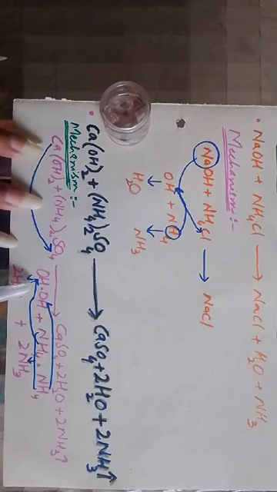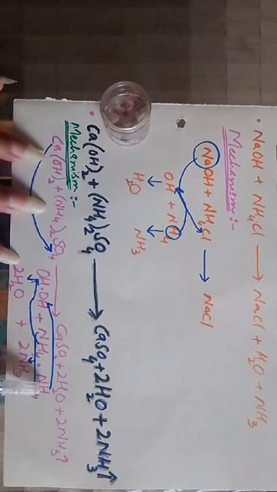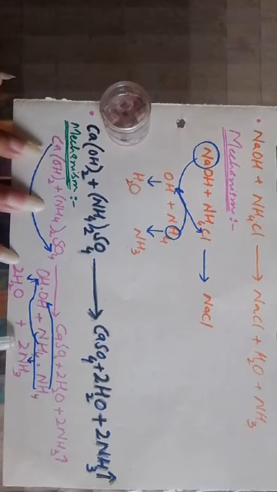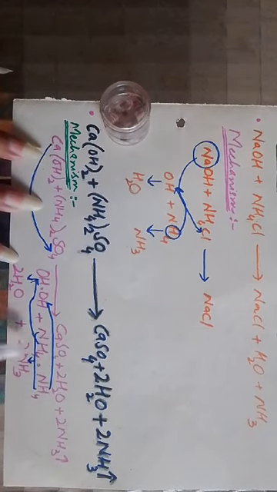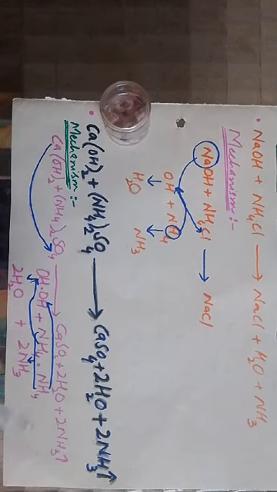Again OH and OH, 1 hydrogen from here and 1 hydrogen from here moves towards OH and OH and forms 2 water molecules, and 1 hydrogen is left behind here and 1 here, and they form 2 molecules of ammonia, NH3, NH3. In this way this reaction proceeds.